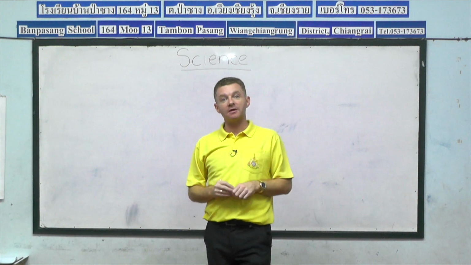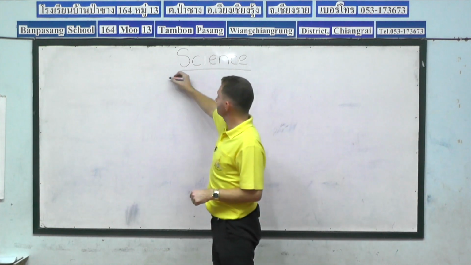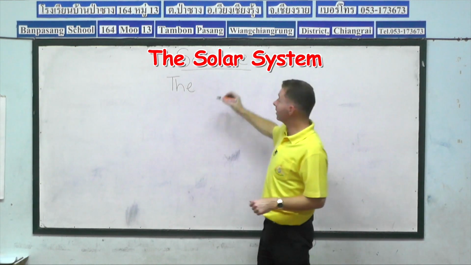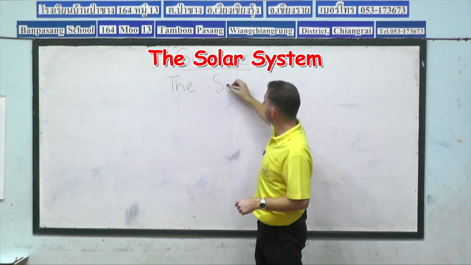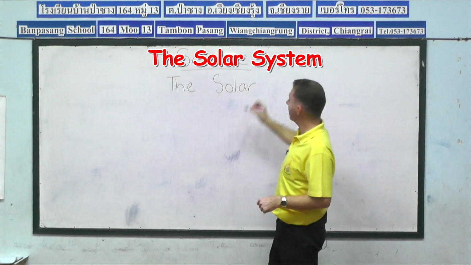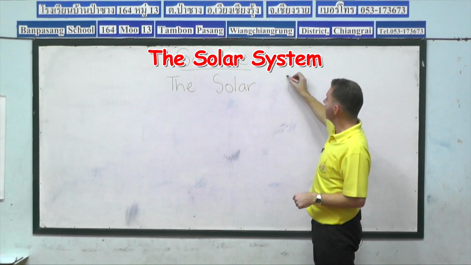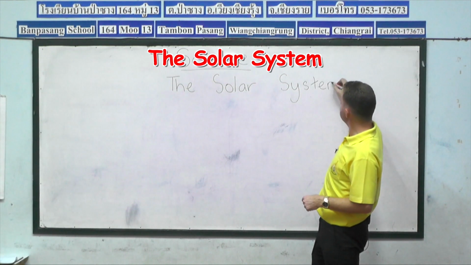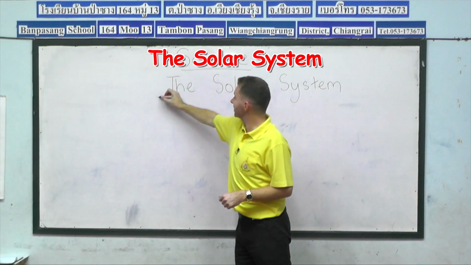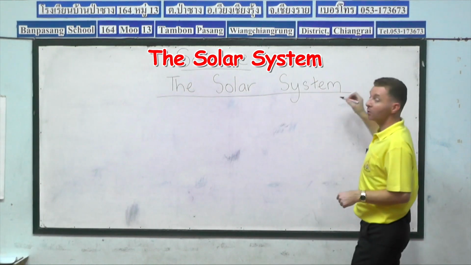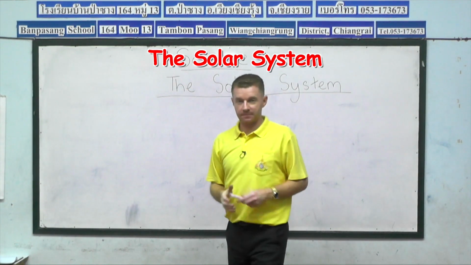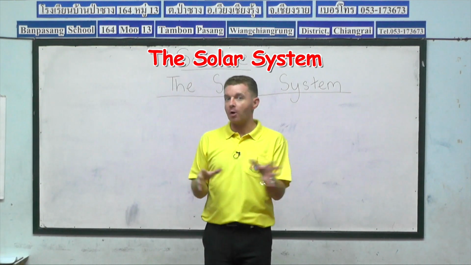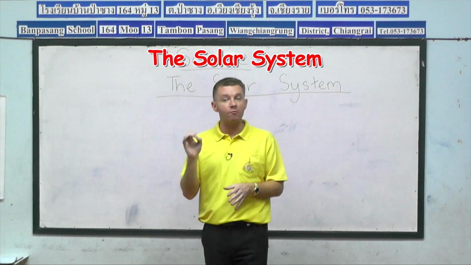So let's write that phrase on the board first. The, T-H-E. Solar, S-O-L-A-R. And system, S-Y-S-T-E-M. All together, guys, the solar system. And within the solar system, there are lots of different planetary objects that we learnt about in the previous lesson.